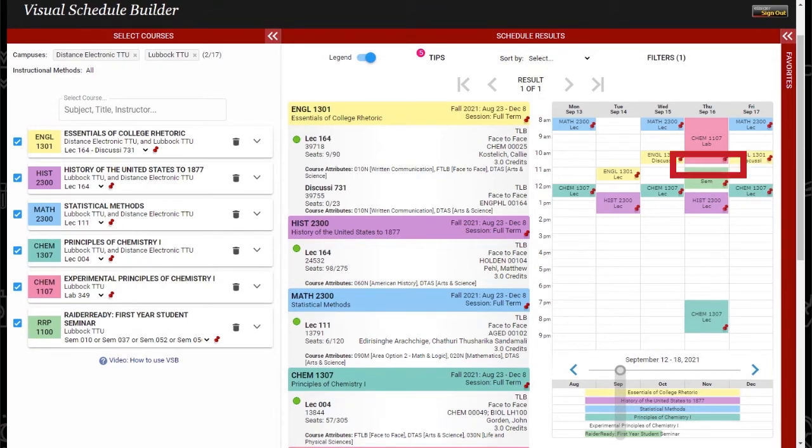Texas Tech has a 10-minute break period between each of the scheduled class blocks. You want to keep that in mind as you explore different class options, ensuring that you can make it from class to class within that 10-minute window.